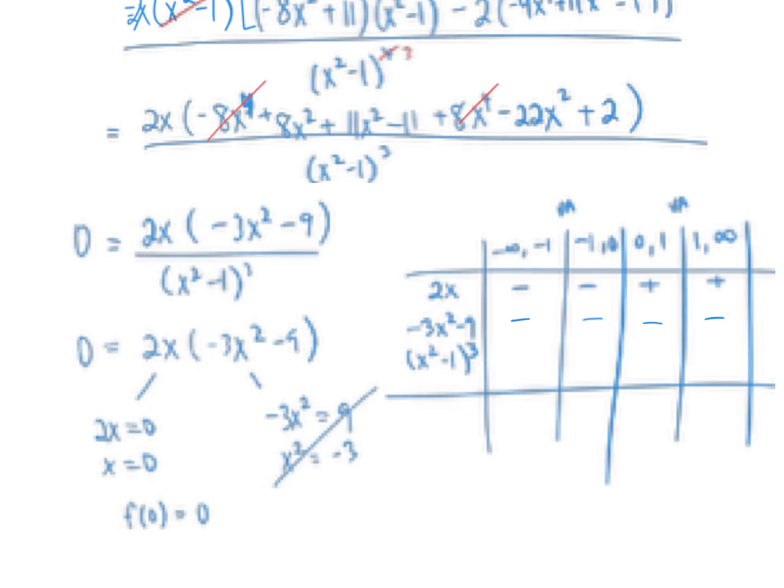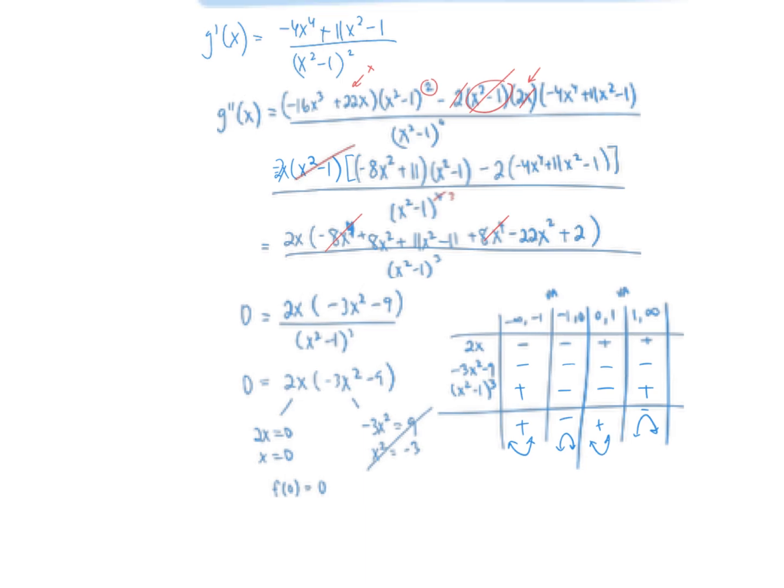And then for x squared minus 1 all cubed, if I test negative 2, it'll be positive. If I test negative 0.5, negative. If I test 0.5, negative. And if I test 2, positive. So that means to the left of that first vertical asymptote, we're going to be concave up. Then we're going to be concave down until that point of inflection. And then we're going to be concave up again. And then concave down again. So I actually didn't get anything new in terms of coordinates, but I can talk about concavity now.